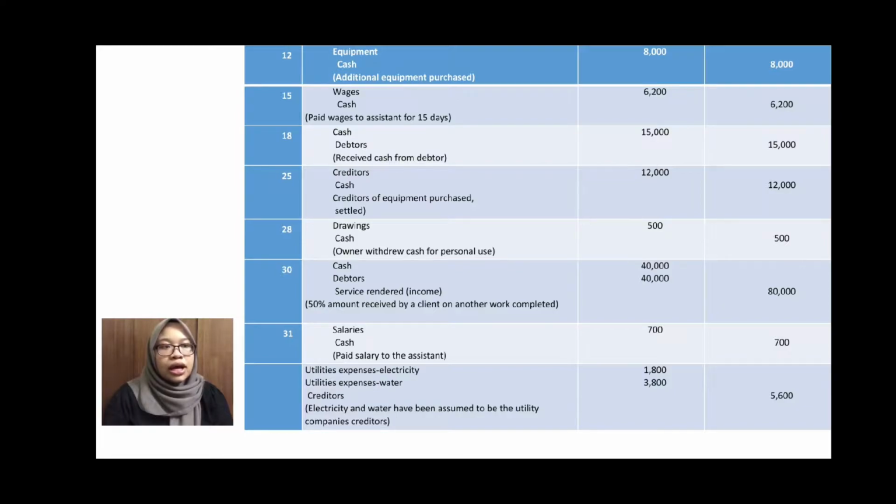On 18 October, they have cash, debtor. So received cash from debtor. On 25 October, creditor, cash, creditor, equipment purchase settled. On 28 October, drawing, cash. The owner withdrew for personal use. On 13 October, they have cash, debtor, service rendered income. So 50% of the amount was received from a client, another work complete. On 31 October, salary, cash, pay salary to the assistant.